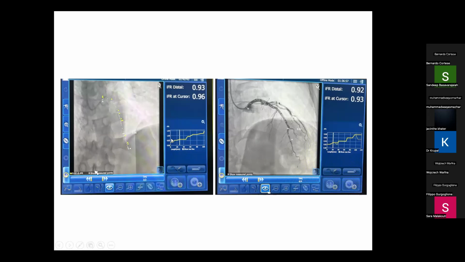Now, we actually have 2 cath labs. In one cath lab, we have the co-registration of IFR.